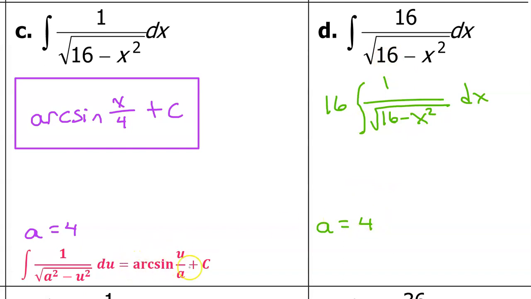And we begin to use the rule. This rule has no 1 over a in front, don't forget that. So we begin writing arc sine u over a, so that's x over 4 plus c. But because we have the 16 in the front, the 16 will appear in the front.